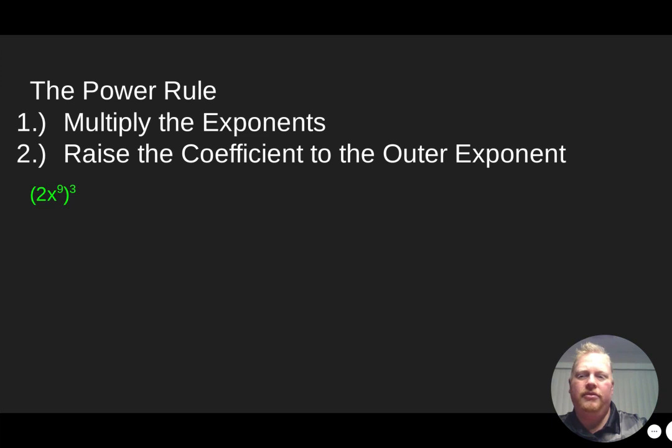2x to the 9th to the 3rd power. So to visualize that, I have to do 2 to the 3rd power and x to the 9th to the 3rd power. So 2 to the 3rd power, 2 times 2 times 2 is 8. And then x to the 9th to the 3rd, multiply those exponents, and I get 8x to the 27th.